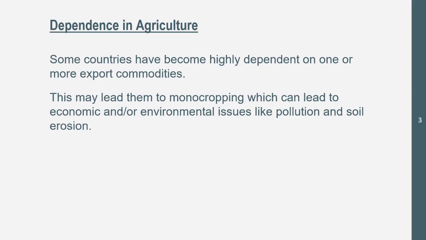That could lead to environmental issues. And those issues, like we said here, is pollution. And then over farming, maybe using too much water, that can lead to soil erosion as well. So these are issues that countries can face when they're highly dependent on one or more export commodities. And a commodity is basically kind of like, let's say, a product, or yeah, something like that, a business product.